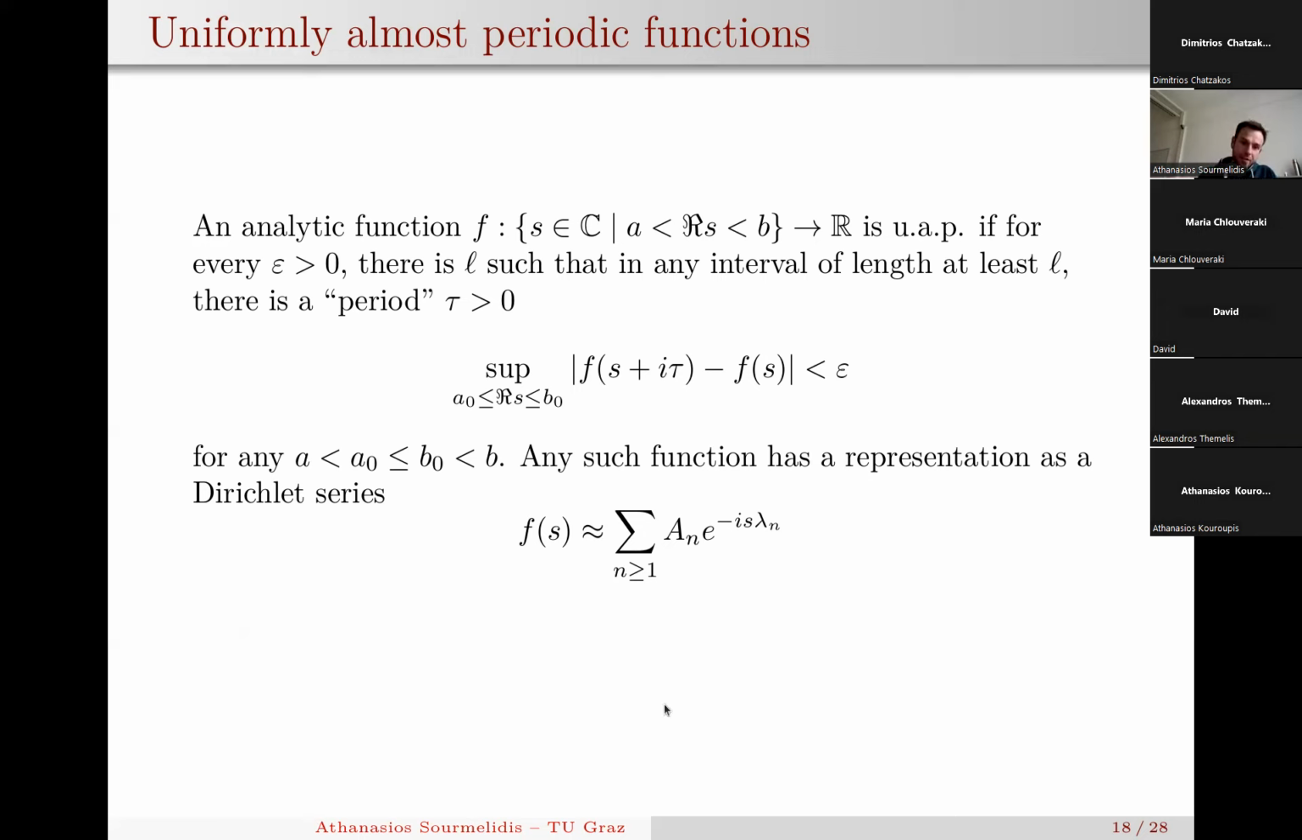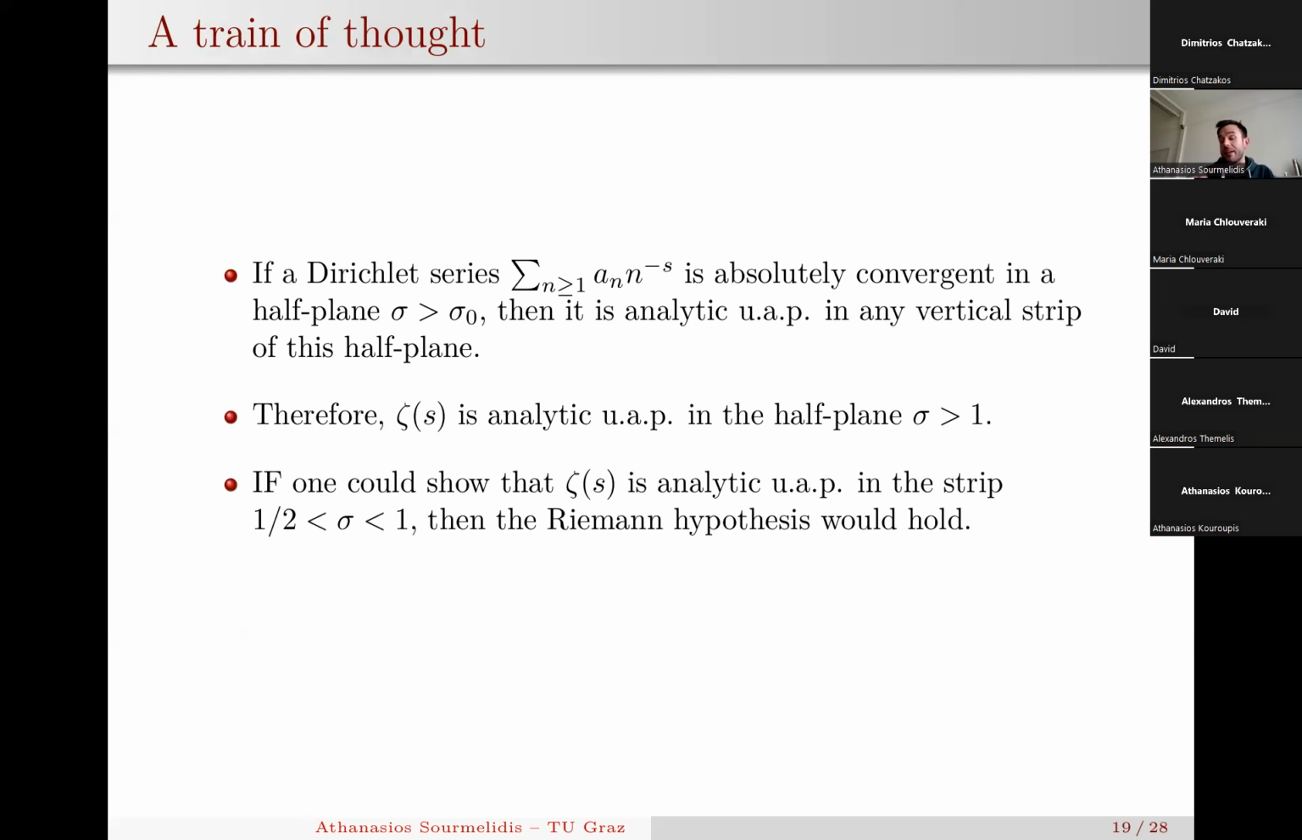Now, his first train of thought, maybe I was not there to see that, but he probably thought that any Dirichlet series which is absolutely convergent in some half plane is an analytic uniformly almost periodic function.